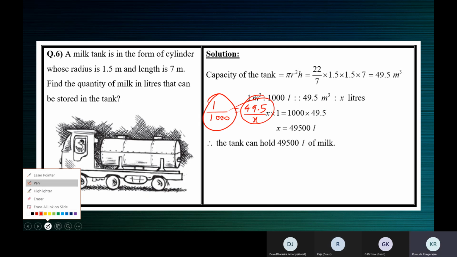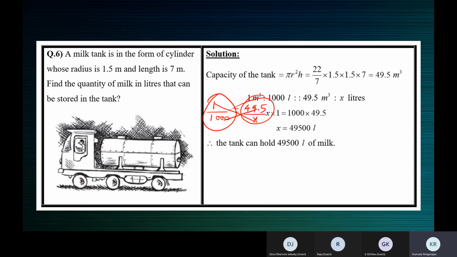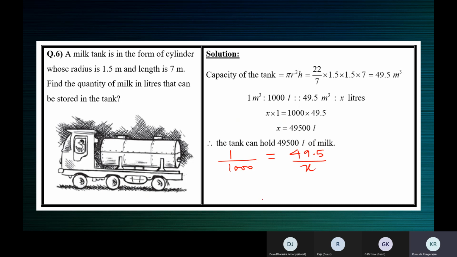And here what we do, we cross multiply. x is equal to 1000 into 49.5. Same thing you get. See here, let me do it again. 1 meter cube, 1000 liters. This ratio should be equal to this ratio, 49.5 meter cube, how many liters? So x into 1 is x, equal to 49.5 into 1000. So x is equal to 49,500 liters.